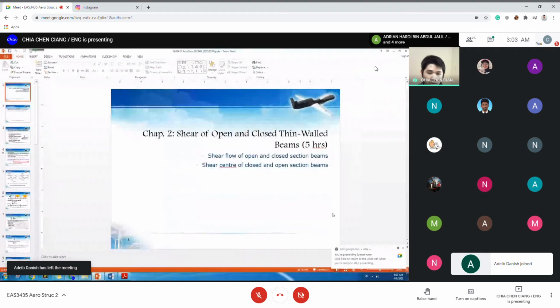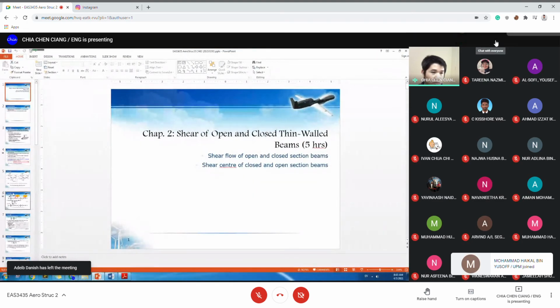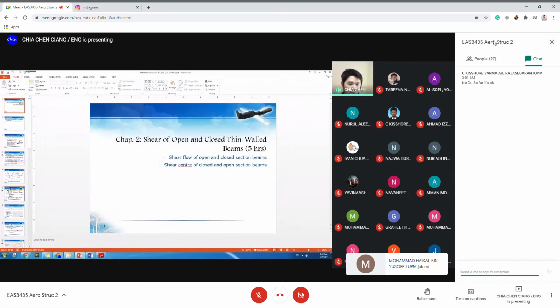All right, so if you don't have any question, I will browse through a bit the chapter 2 slide. I hope you watched the video already, but this will be just a little bit of refresh. Chapter 2 is about shear of open and closed thin wall beams. The two keywords here are shear flow and shear center.